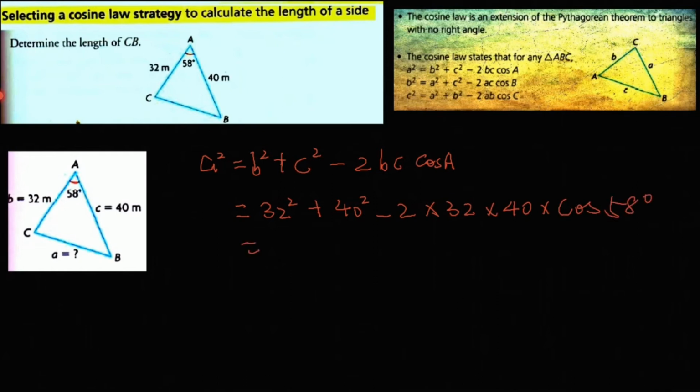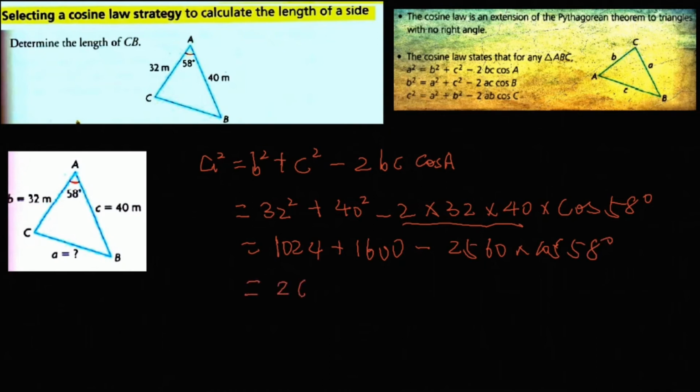So, 32 squared equals 1024, 40 squared equals 1600, so this is 2624 minus 2560 cosine 58 equals 0.12, and equals around 106.41. So A squared, right?